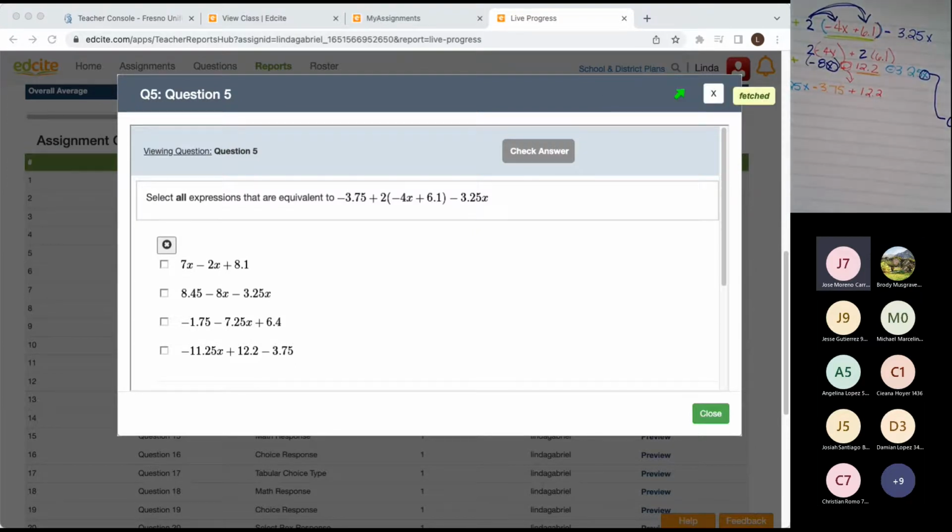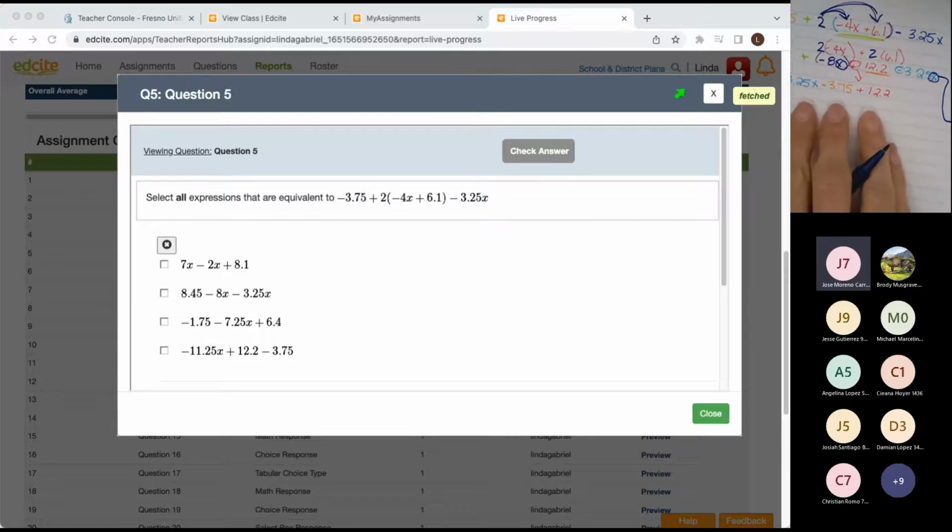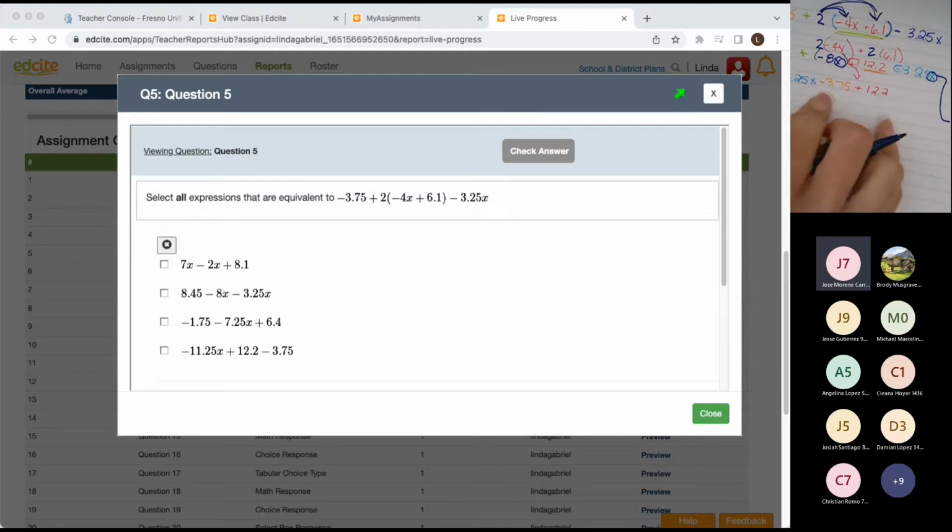So it says select all expressions that are equivalent to negative 3.75 plus 2(negative 4.6 plus 6.1) minus 3.25x. So I will have more than one answer for this. Right now, how it sits, I have negative 8x minus 3.25x minus 3.75 plus 12.2. None of my answer choices look like that, right? So we need to do a little bit more math before we can start selecting the correct expressions.